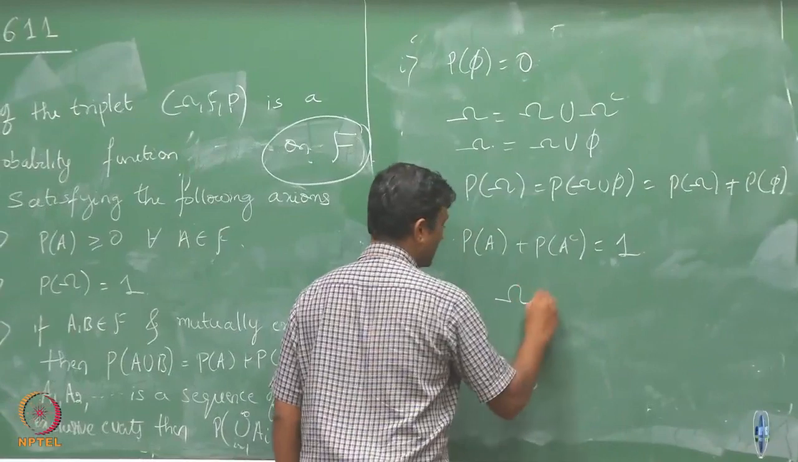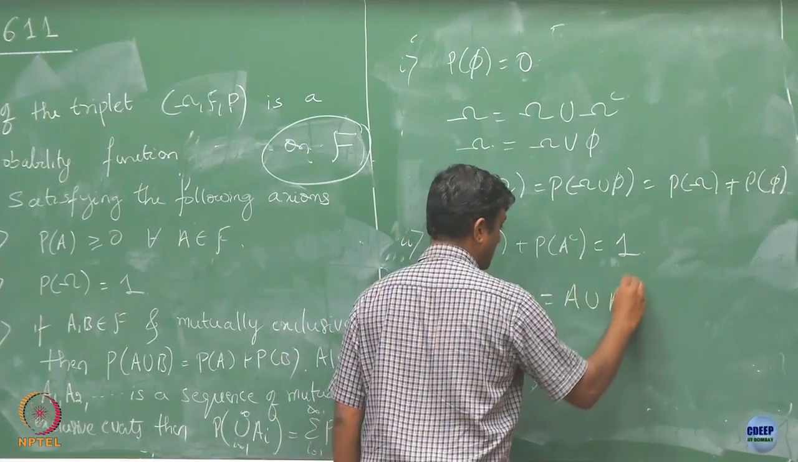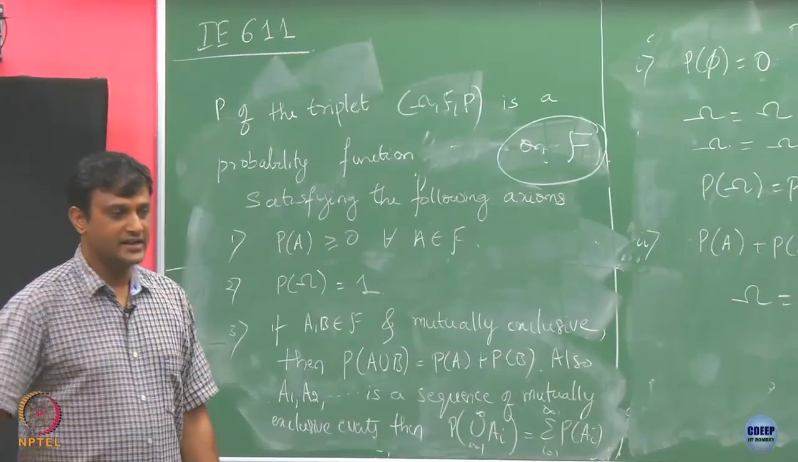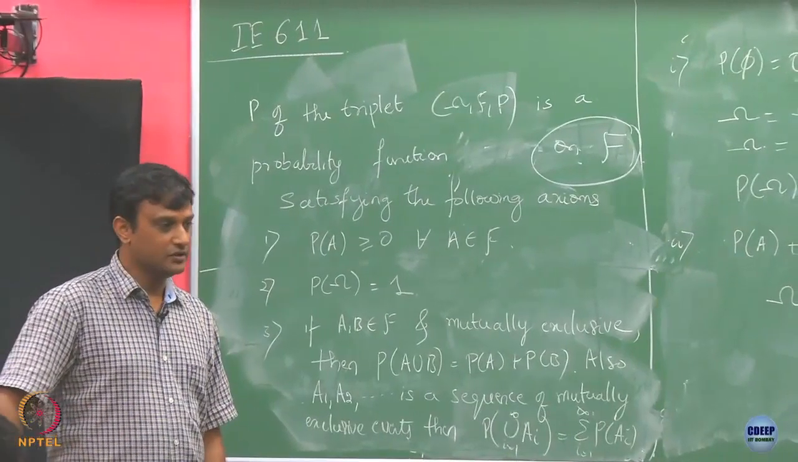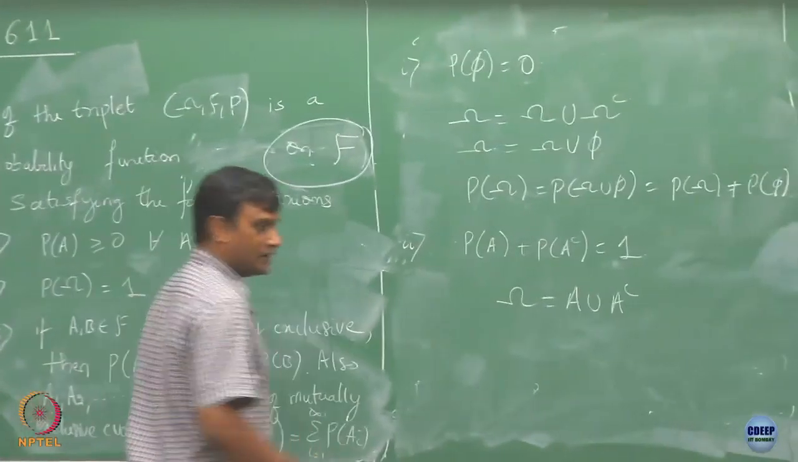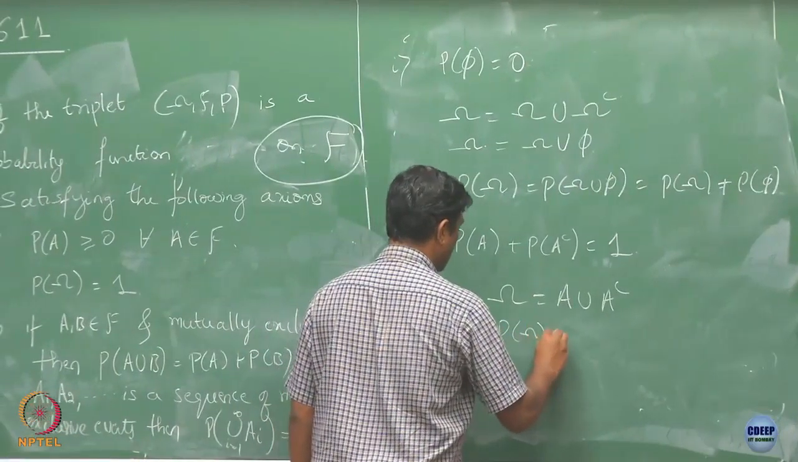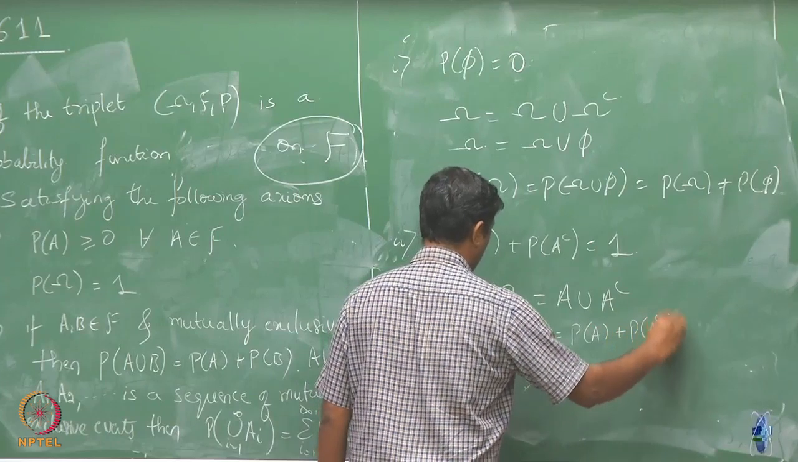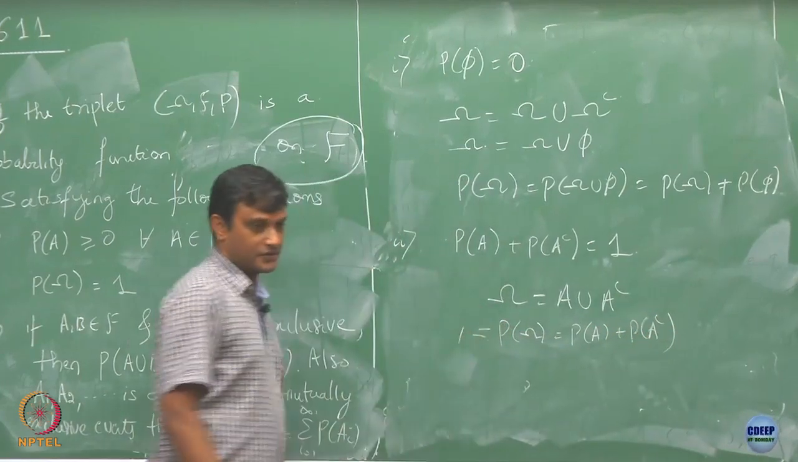So what is omega? Right? And are A and A complement mutually exclusive? So then we are done, right? And we know this is 1 by definition.